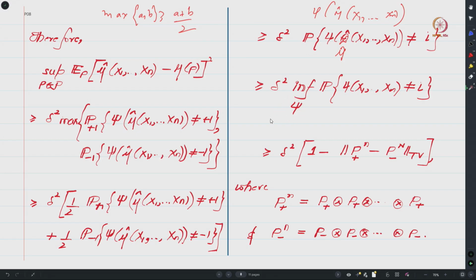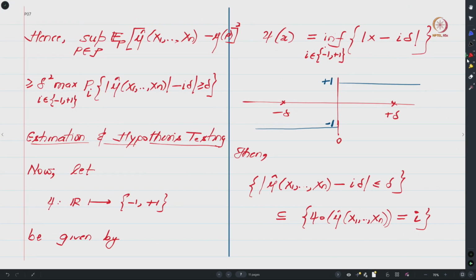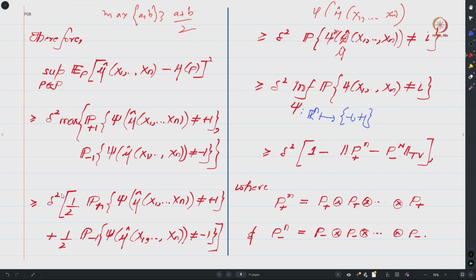Is this okay? Where psi actually goes from R^n to {-1, +1}, right. So maybe I will call this with some special notation, let us say psi star over here. Then for this choice of psi star, again I would like to emphasize, this is your psi star function. So this is some specific way of doing hypothesis testing, right.